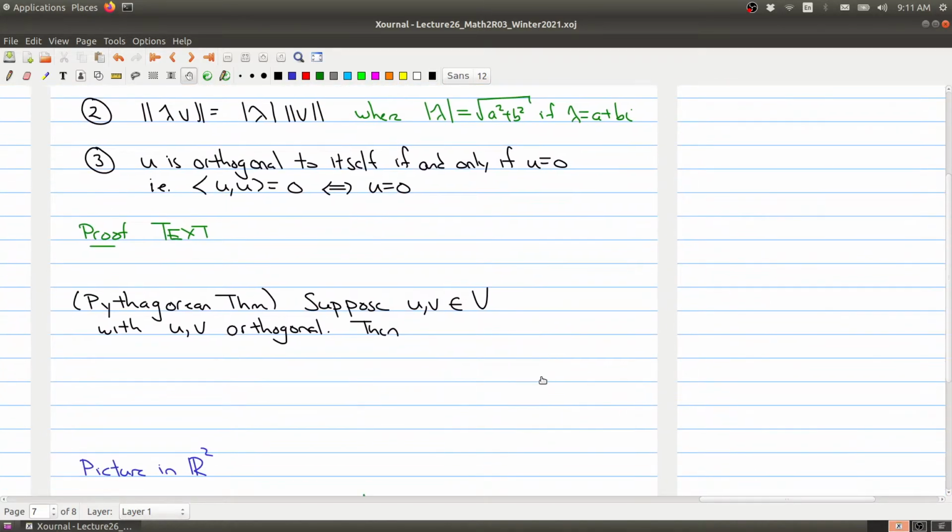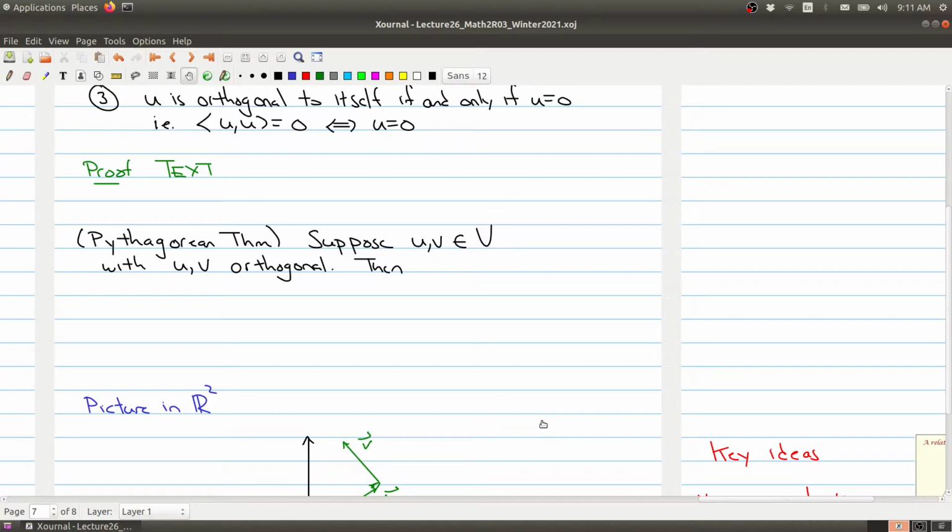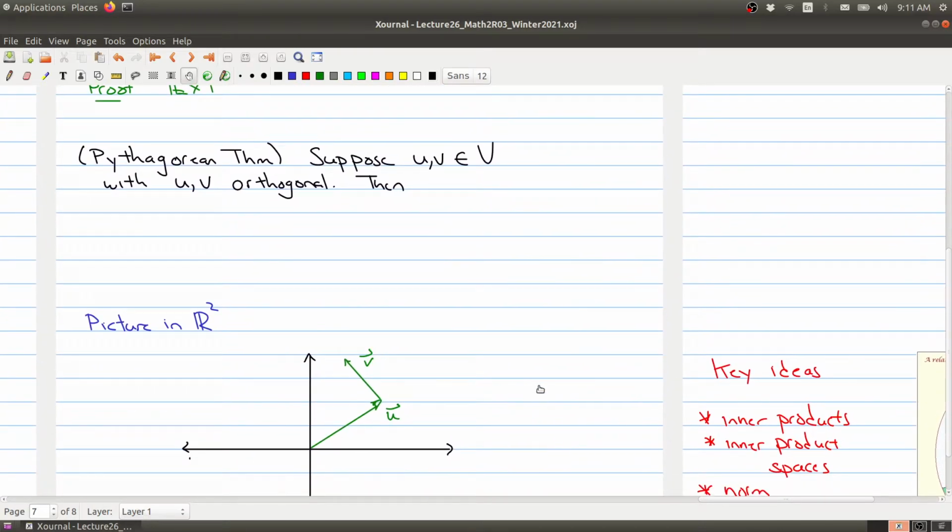Because in the last little bit here, I want to show you that we've actually proved enough so that we can state the Pythagorean theorem for any inner product space. Let me state the Pythagorean theorem. Suppose u and v are in V, an inner product space, with u and v orthogonal. Then we have that the norm of u plus v squared is equal to the norm of u squared plus the norm of v squared.